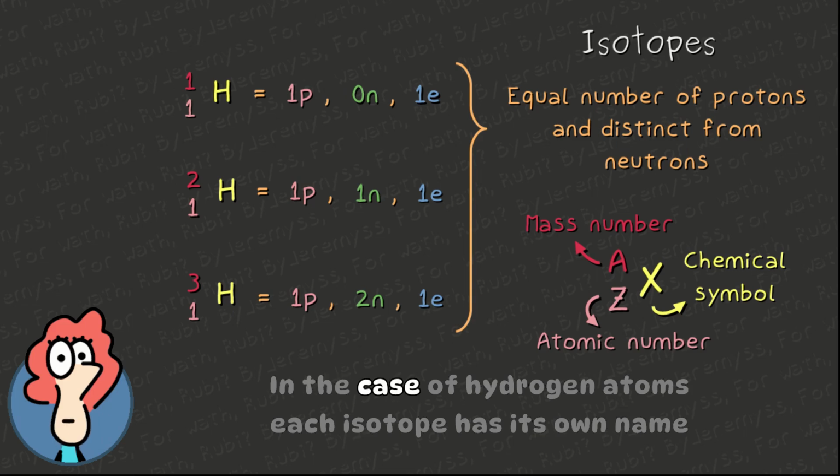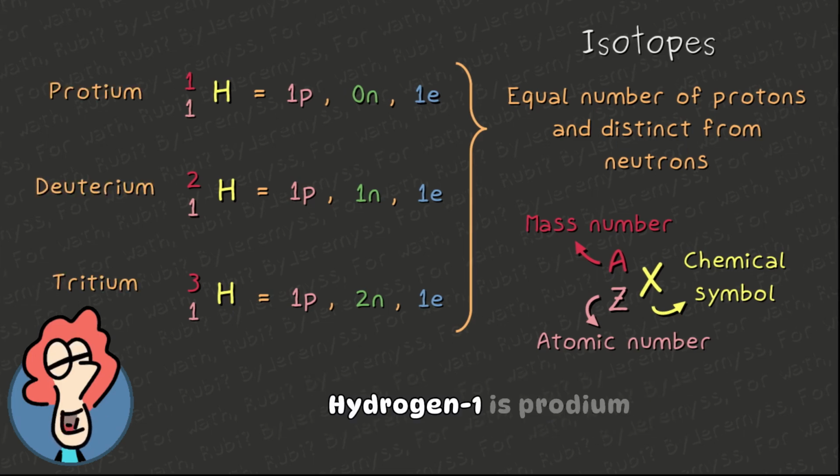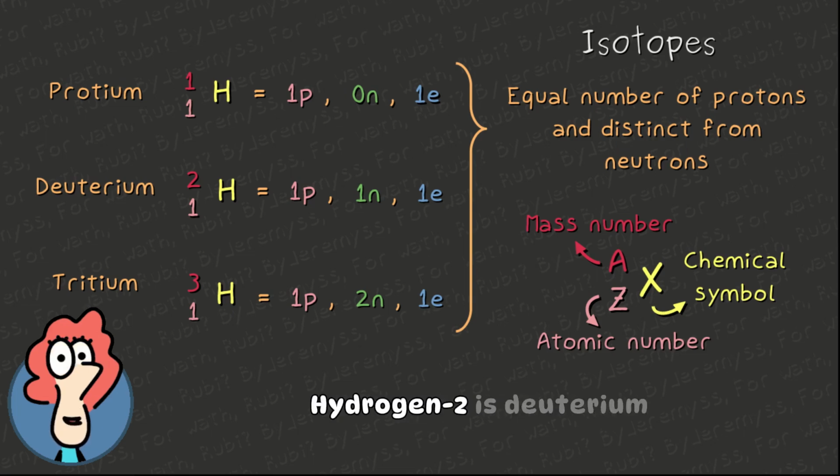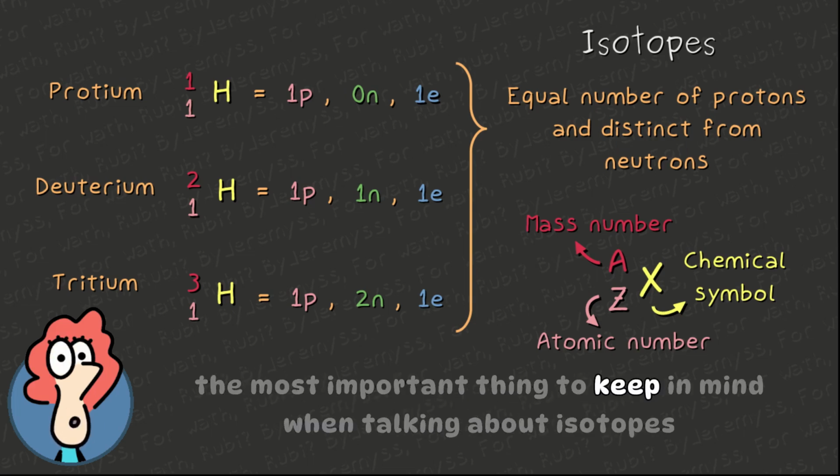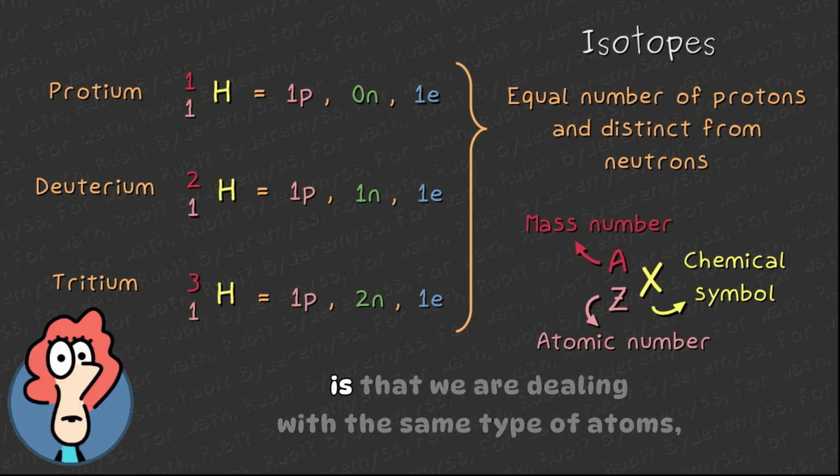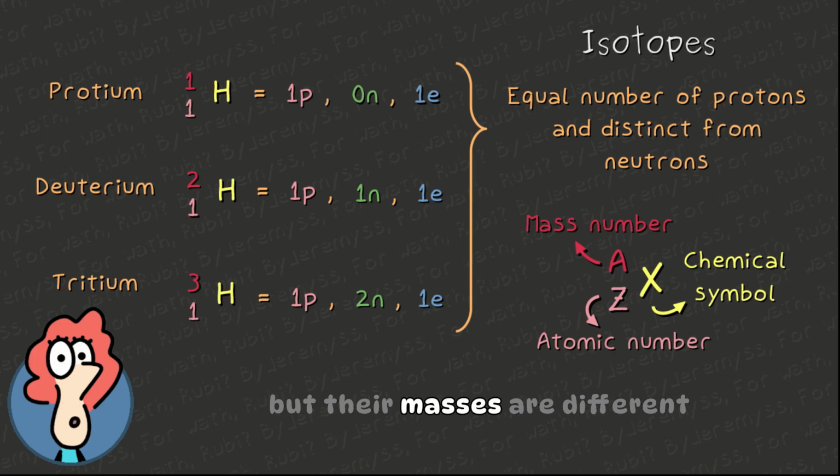In the case of hydrogen atoms, each isotope has its own name. Hydrogen 1 is protium. Hydrogen 2 is deuterium. Hydrogen 3 is tritium. The most important thing to keep in mind when talking about isotopes is that we are dealing with the same type of atoms, but their masses are different.